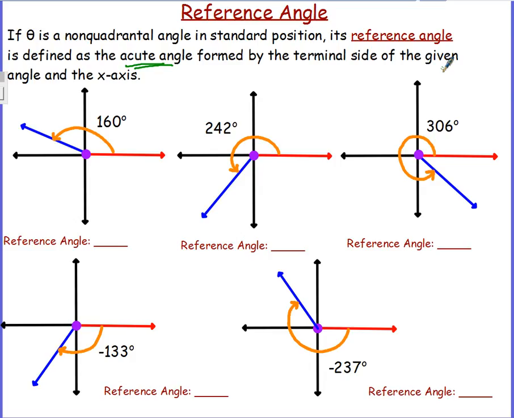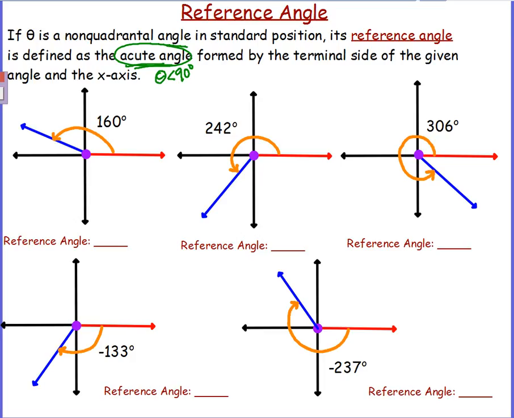So let's talk about what acute means real quick. Acute means anything between 0 and 90, but not equal to 90. So it has to be less than 90 degrees. A theta less than 90 degrees. All right, so an acute angle is less than 90 degrees.